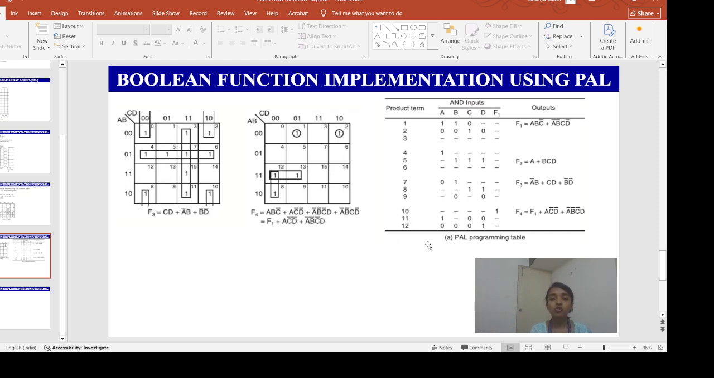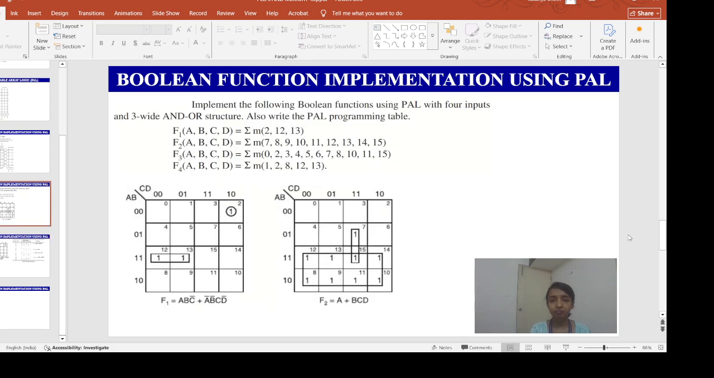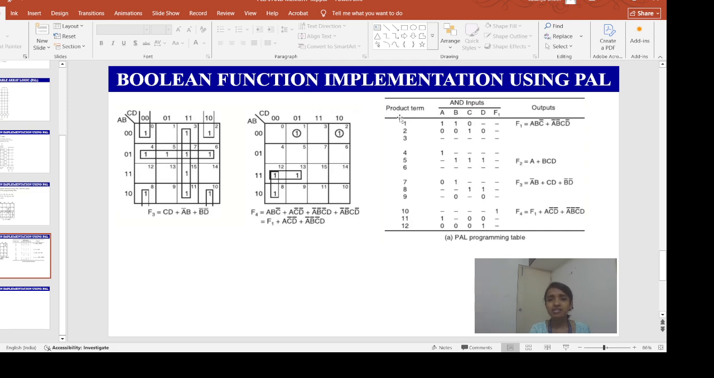Now we have to draw the PAL programming table. So on the left side we have to write just the serial numbers, for the product terms. It doesn't have any significance, just 1, 2, 3, 4, 5, 6, 7, 8, for all the product terms. This is just a serial number. So how many, this is a 4 variable function, A, B, C and D.